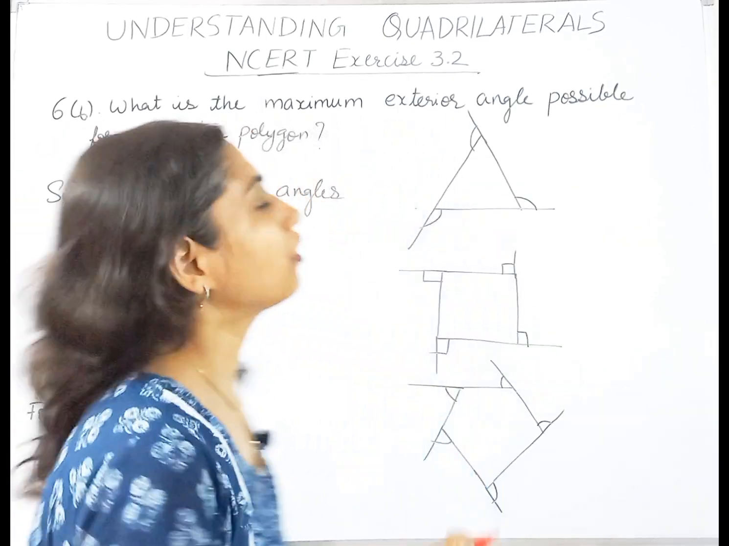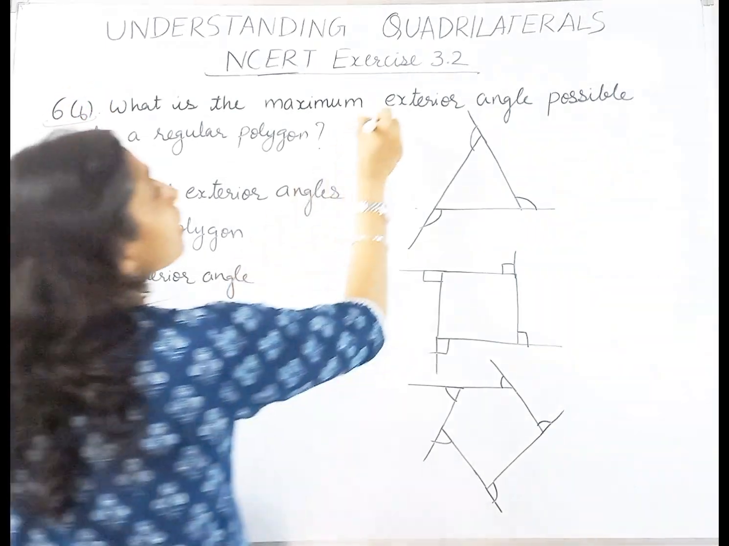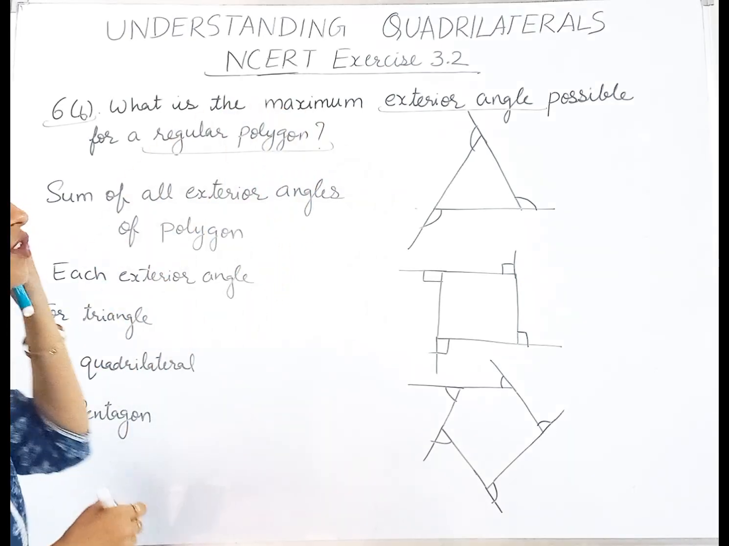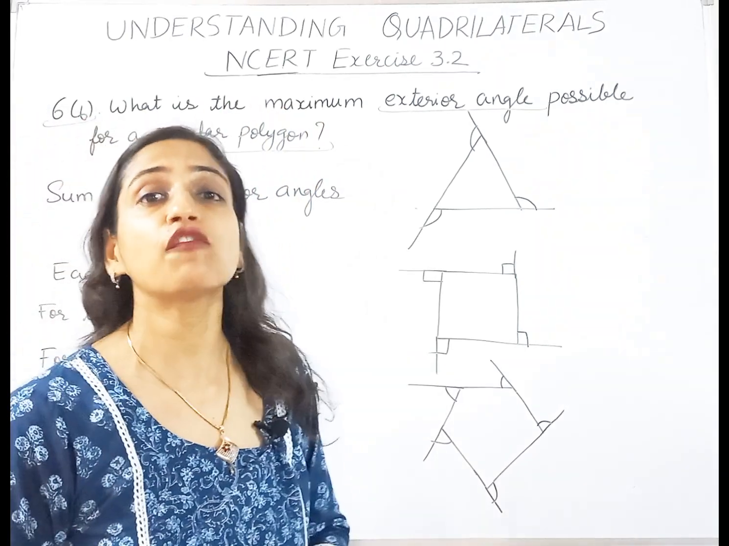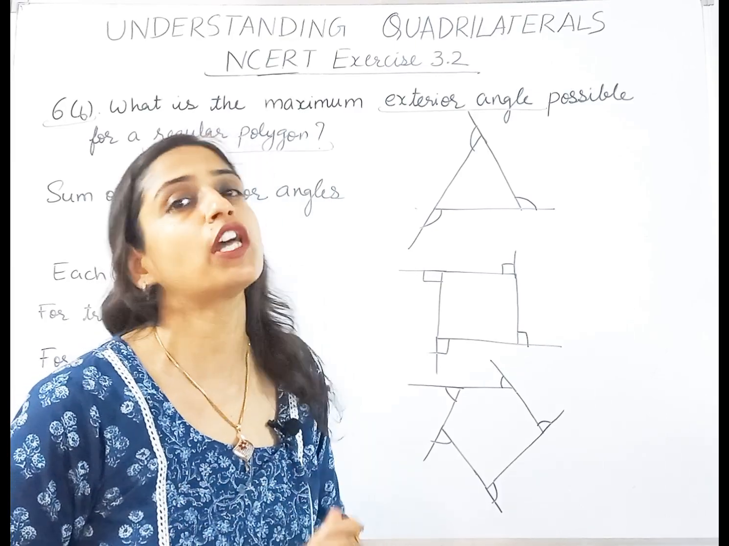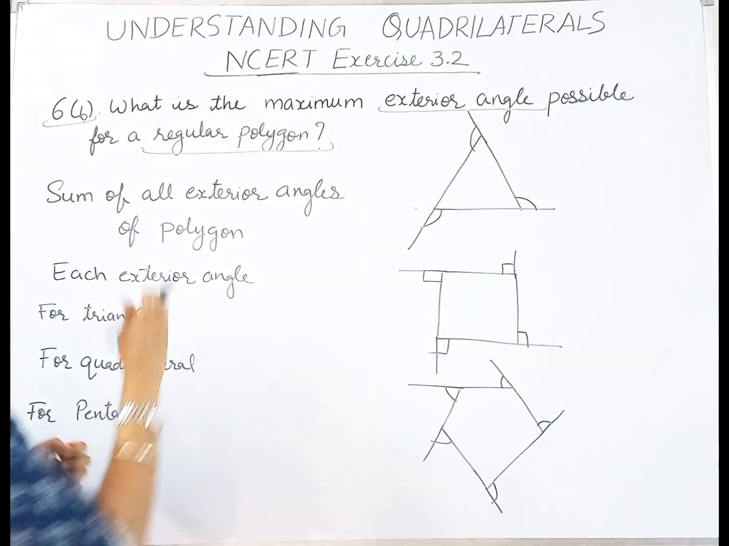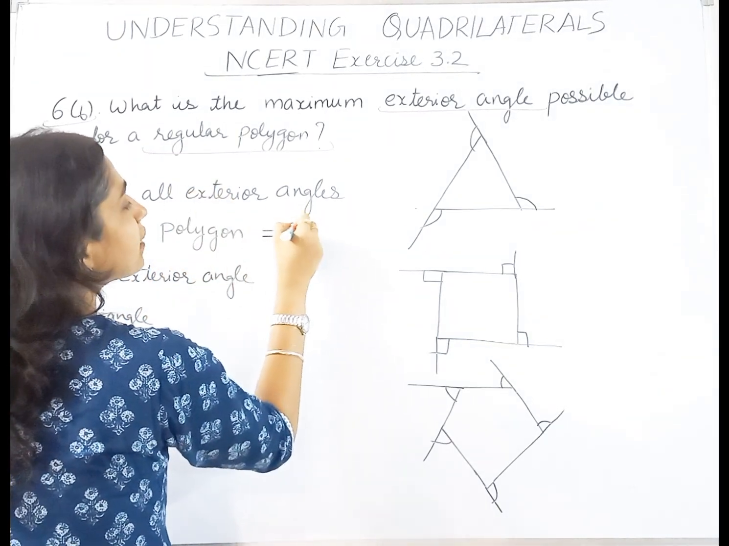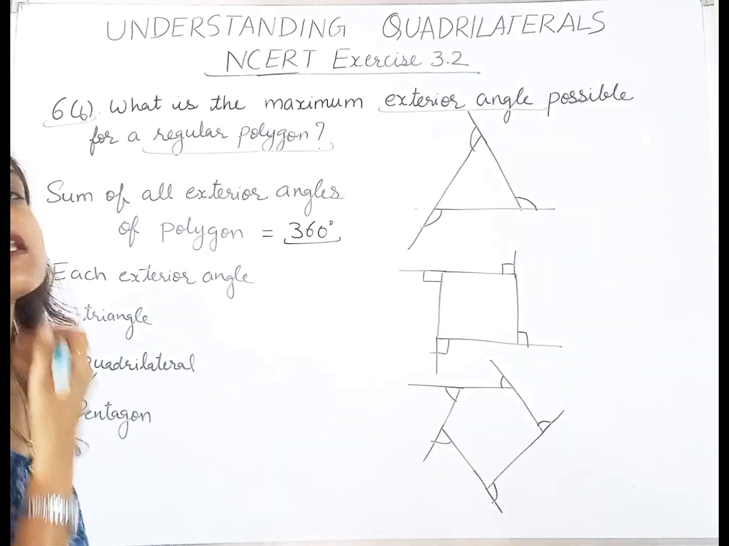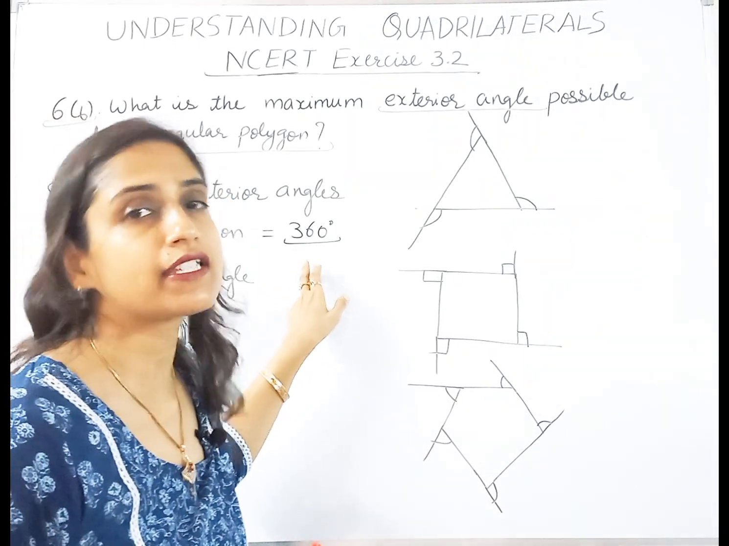The second part of question number 6 is, what is the maximum exterior angle possible for a regular polygon? So now we are asked what is the maximum exterior angle possible for a regular polygon. For any polygon, we know that the sum of all exterior angles is always equal to 360 degrees.